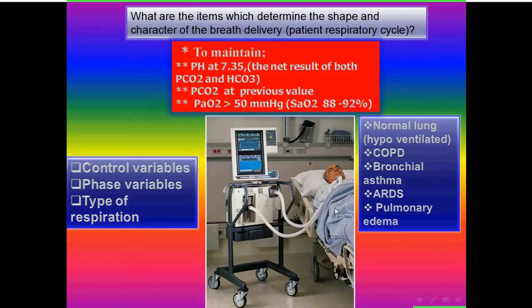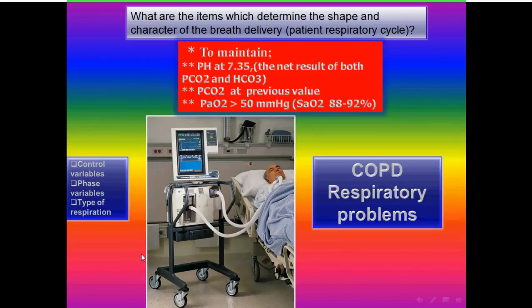When we put a patient on a ventilator, we have to look at what the pathology of the lung is. Is it a normal lung, COPD, bronchial asthma, RDS, pulmonary edema? This pathology will be reflected in how to handle the ventilator, how to handle the control variables, phase variables, and the type of ventilator. This patient has a COPD respiratory problem.